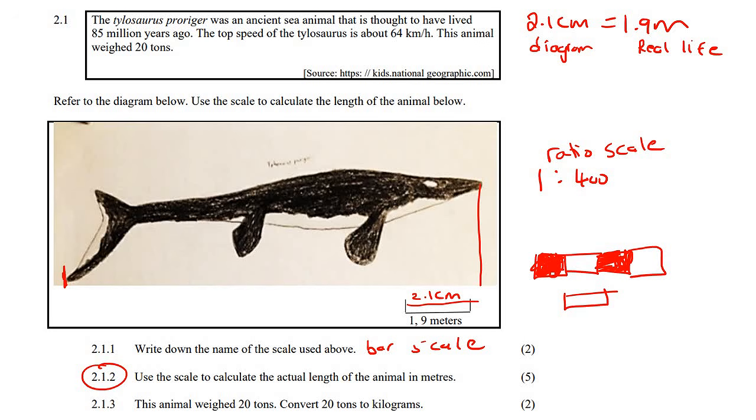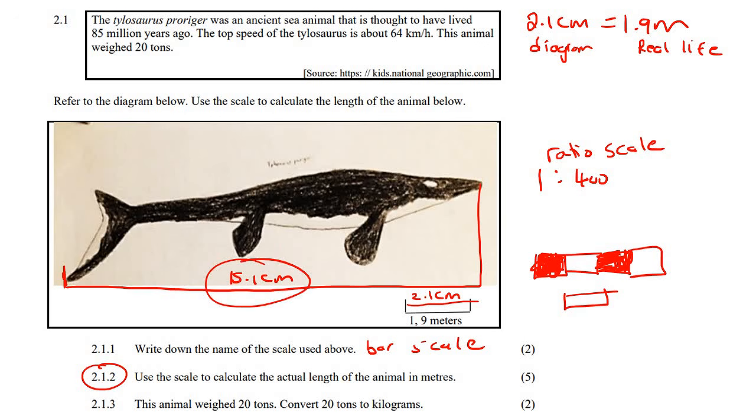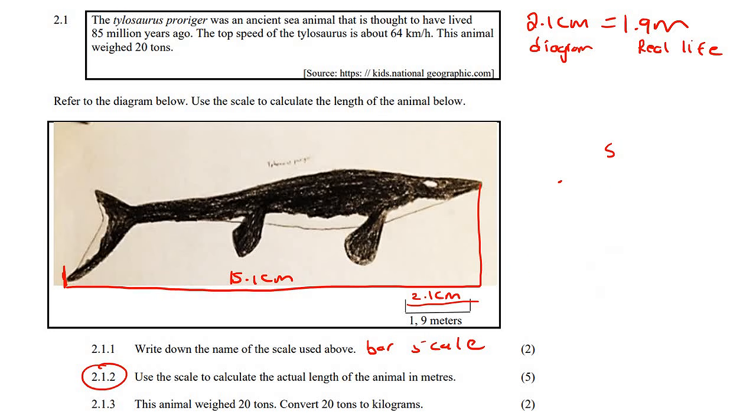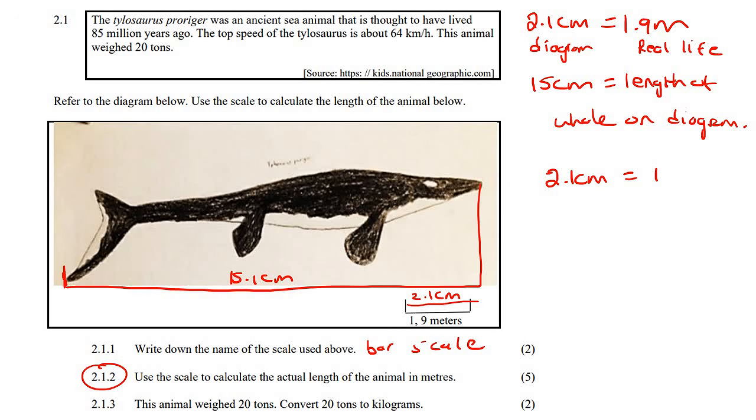Okay, so what you would do next is take your ruler and measure this entire length. Now that entire length, if you do it correctly, is 15.1 centimeters. Now, is that how long the whale is in real life? Of course not. That's tiny. That is the length on your ruler. So let's take all of this away. So 15 centimeters is the length of the whale on the diagram. Okay, so we know that 2.1 centimeters is the same as 1.9 meters.